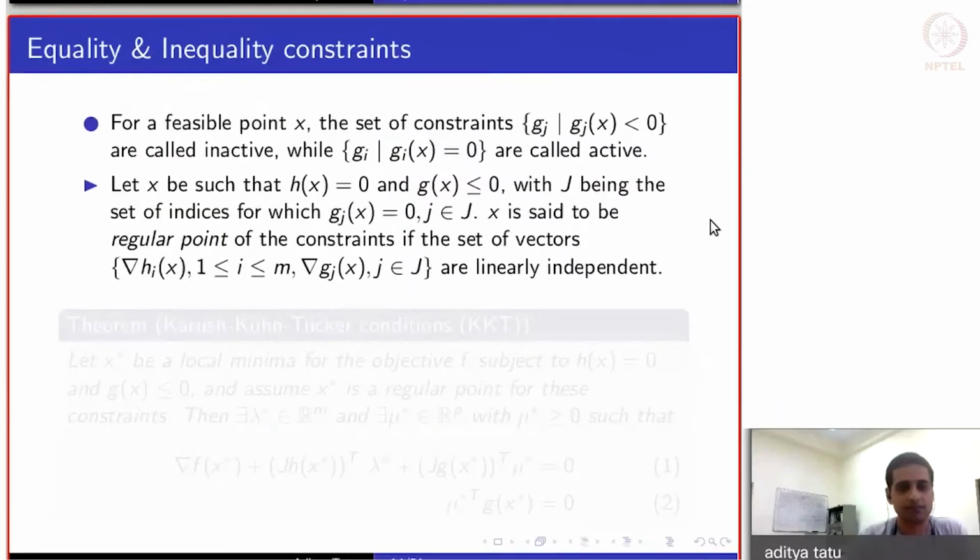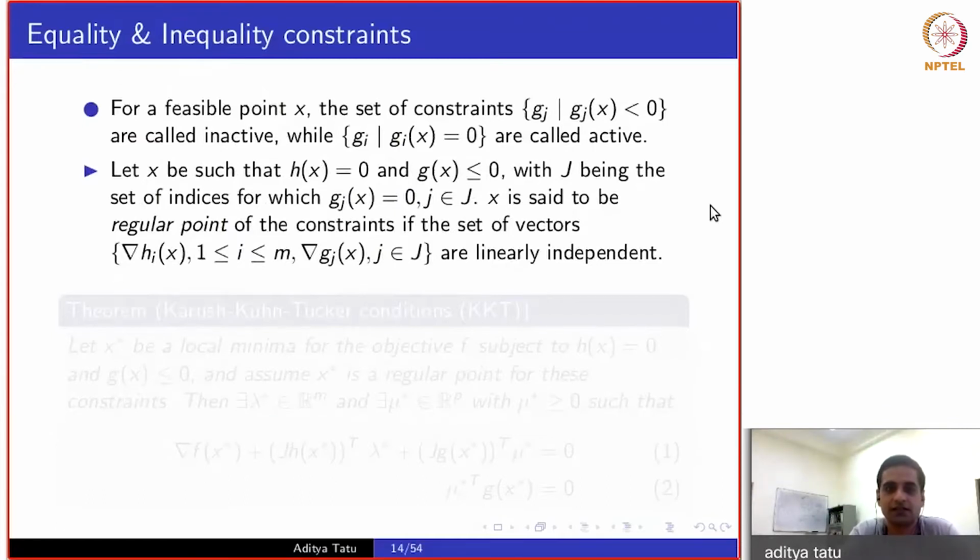So that is an intuition behind these second order necessary conditions. Let's move ahead. So we can now also include inequality constraints over here. There are two kinds of inequality constraints at a given point. Let's say you're examining a particular feasible point X.